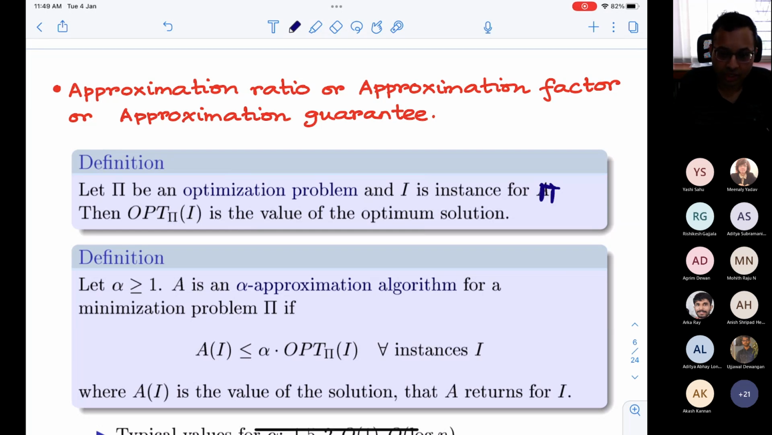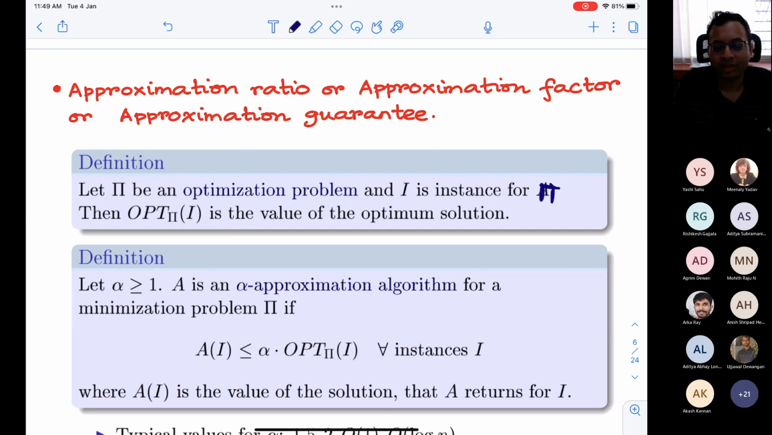We call this algorithm A an alpha approximation algorithm for a minimization problem pi if A(I) is less than or equal to alpha times opt(I) for all instances I. So A(I) is the value of the solution returned by the algorithm A on input I, and opt(I) is the optimal value for this instance I. Since it's a minimization problem, opt(I) is less than or equal to A(I). What we want is that A(I) should not be too far from opt(I). So it's upper bounded by some alpha times opt(I) for all instances. And you want this alpha to be as small as possible.